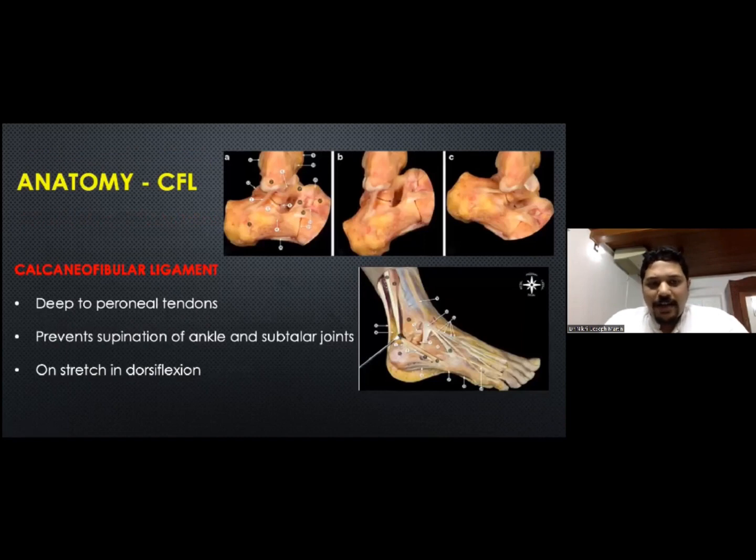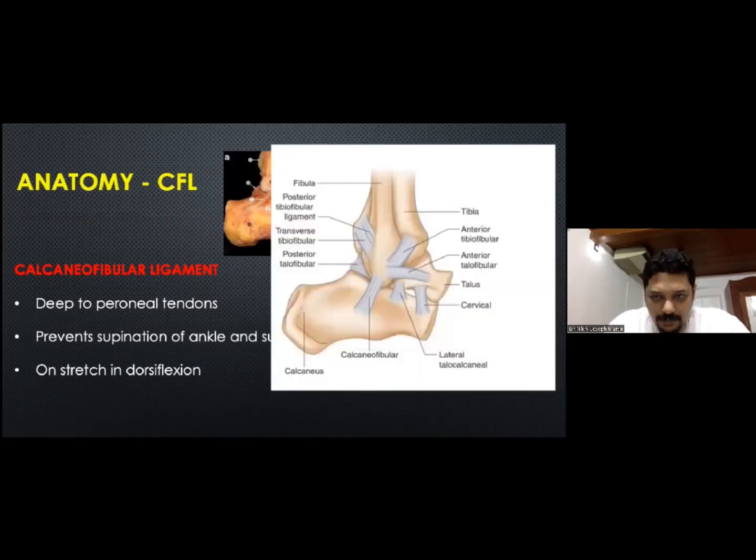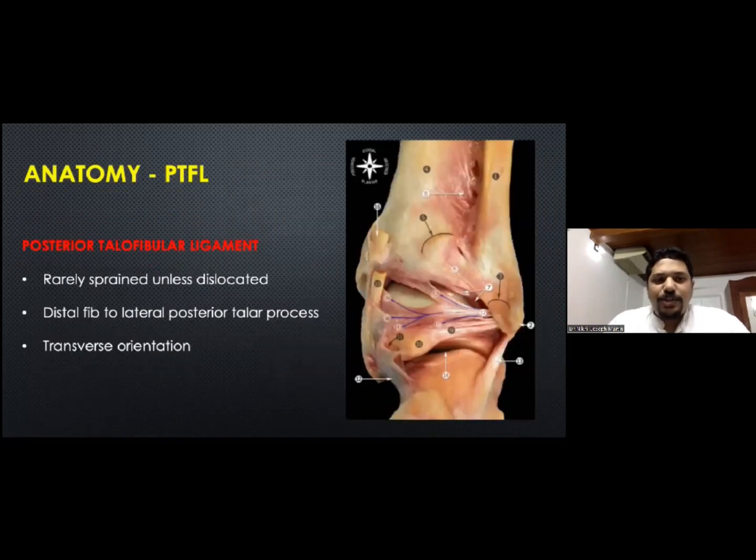The calcaneofibular ligament is deeper to the peroneal tendons, and it prevents supination of the ankle and subtalar joint. It is orthogonal in shape to the ATFL, and it gets stretched on dorsiflexion. The posterior talofibular ligament rarely gets sprained unless there is a dislocation. It is more of a transverse band, usually seen distal to the fibula to the lateral posterior talar process. This is transverse in orientation.